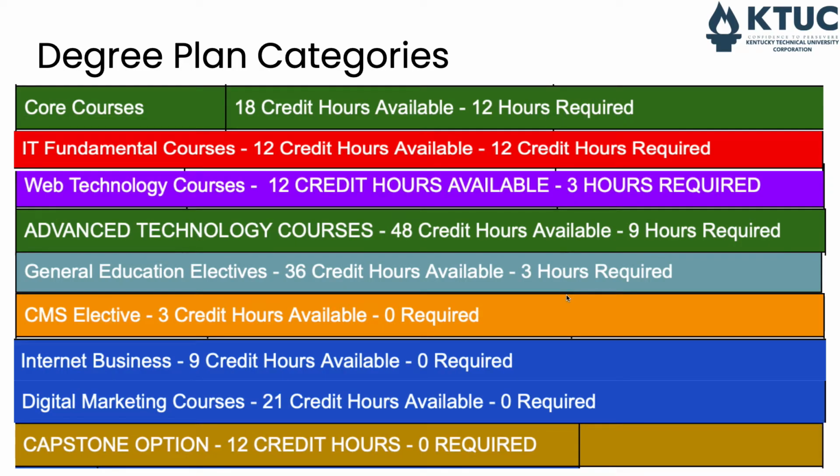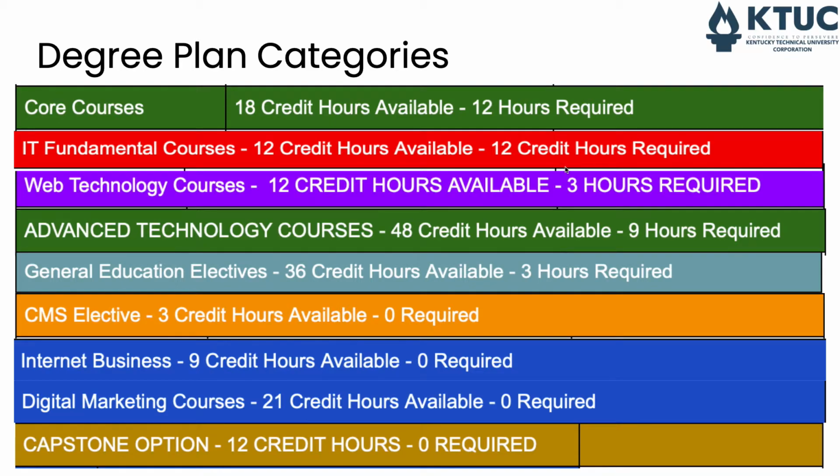With that being said, you'll notice there's a lot of color on this slide. The first green section is our core courses. On the degree plan, each section corresponds with this color. There are also the IT fundamentals courses, in red here. Notice that there are 12 credit hours available in this group, and 12 credit hours required. That suggests that in the IT fundamentals category, you will need to take every course that's listed there.